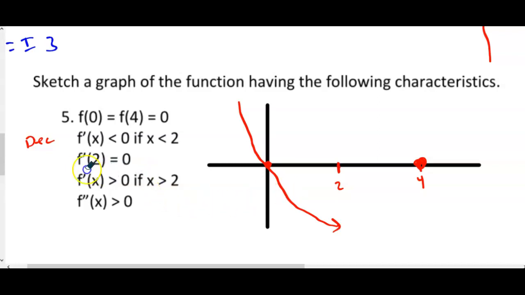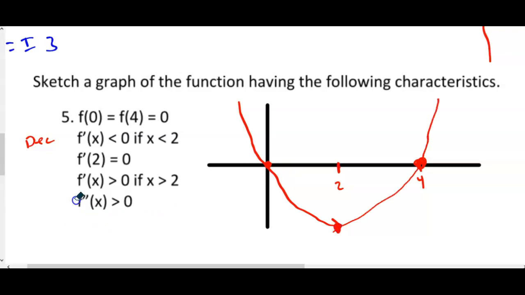That means there's no increase or decrease. Remember, the first derivative is increase and decrease. And in this case, there's no increase or decrease. So there's a minimum here. And then f prime is greater than 0 if x is greater than 2, so there's an increase right here.